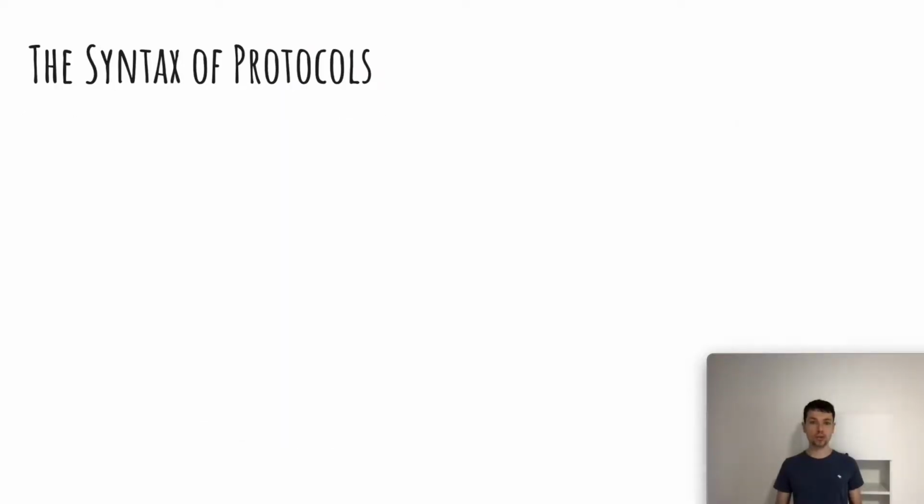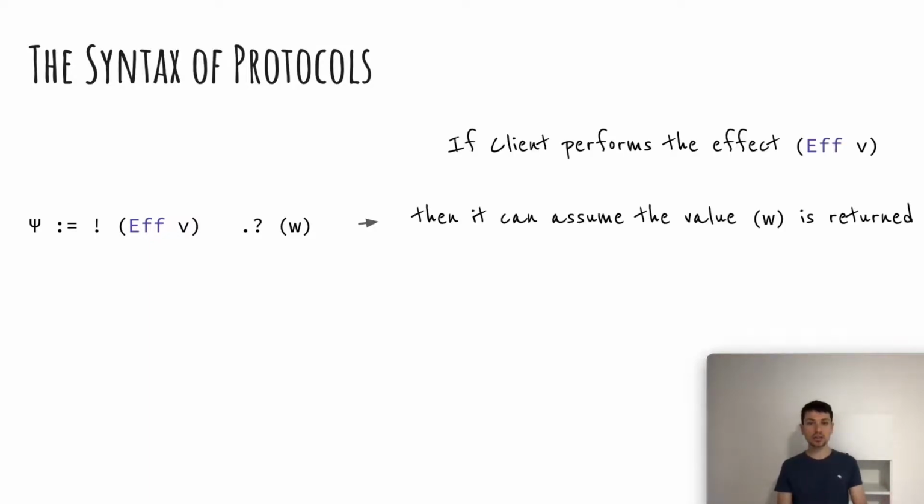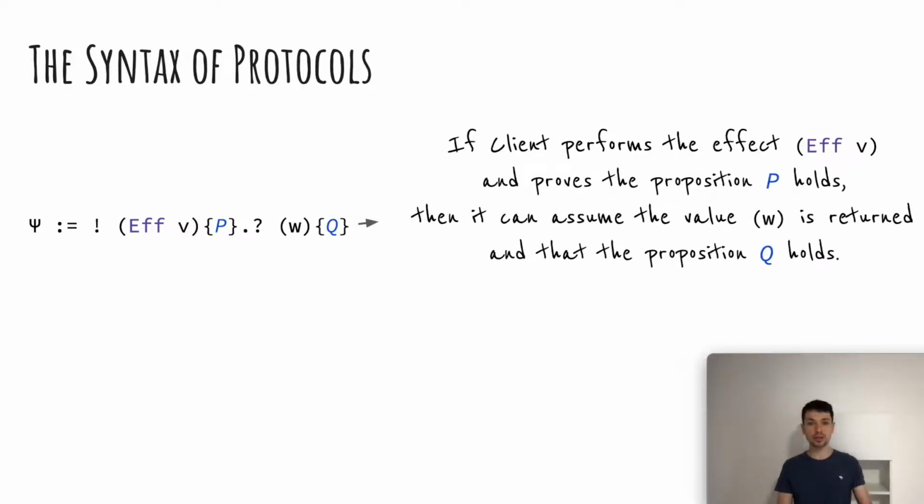How can we write protocols? One way of writing protocols is to say that the answer to the message at V is the value W. But since we aim at a separation logic, it makes sense not to send only values, but also to send resources. So we add the propositions P and Q to this syntax to say that if the resources described by the proposition P are sent, then we can expect the resources described by Q in return.